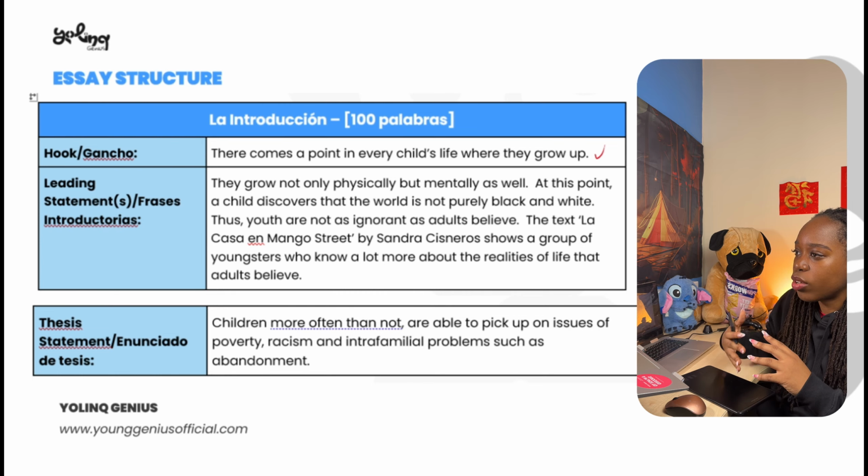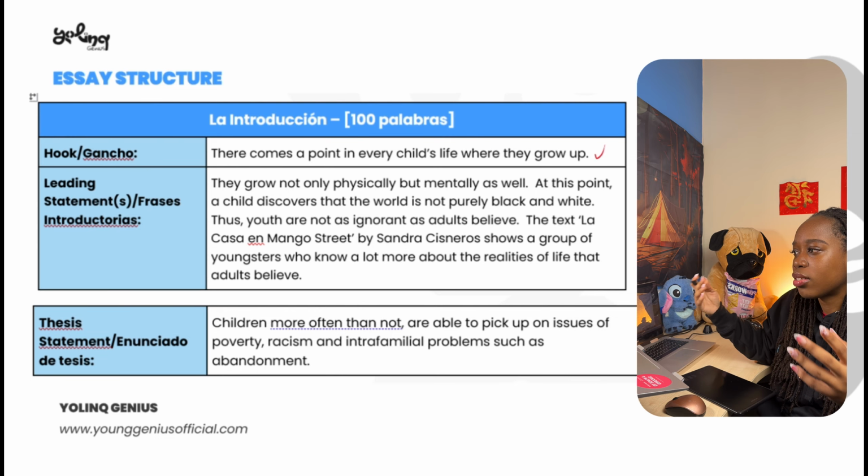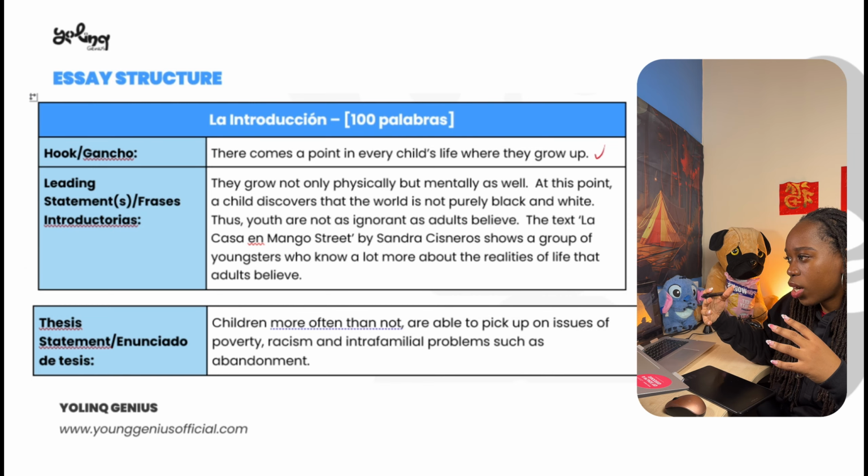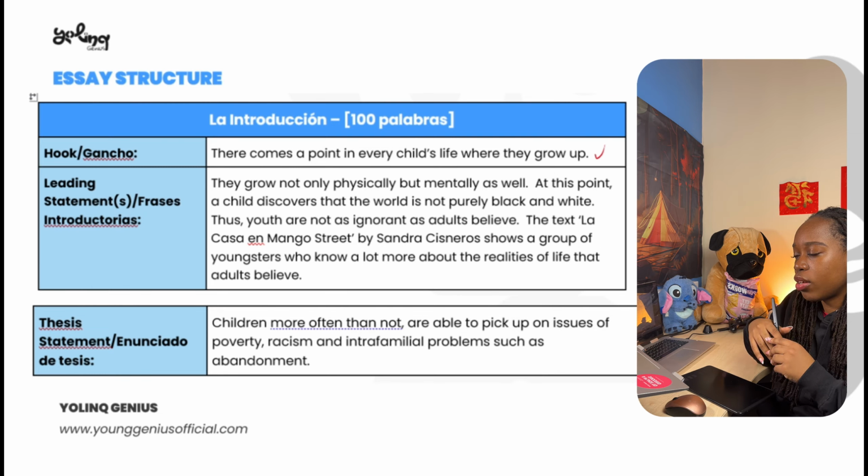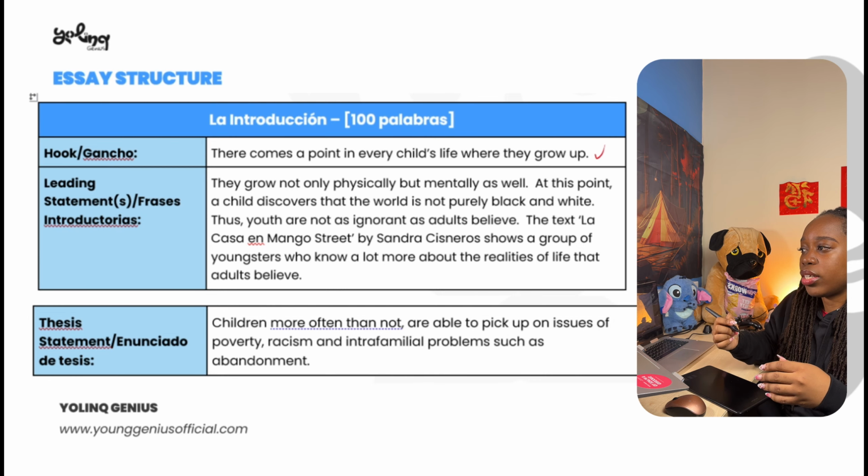Your leading statements are going to then go ahead to put your whole essay into context and to basically start framing your argument, so that when we get to the thesis, it feels like we didn't jump from point A to point B, but rather the readers were brought on a journey from point A, which is your hook, to point B, which is your thesis, right? So the leading statements are there to give any background information that is necessary for your reader to understand where you're going with your essay, right?